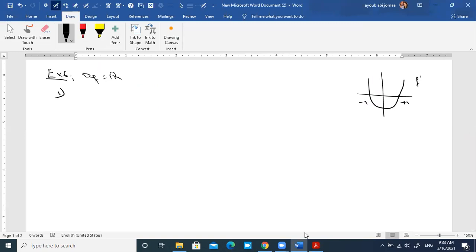In order to study the variations of the function, what do you have to determine? What do you have to do in order to set up the table of variations of the function? What do you need?